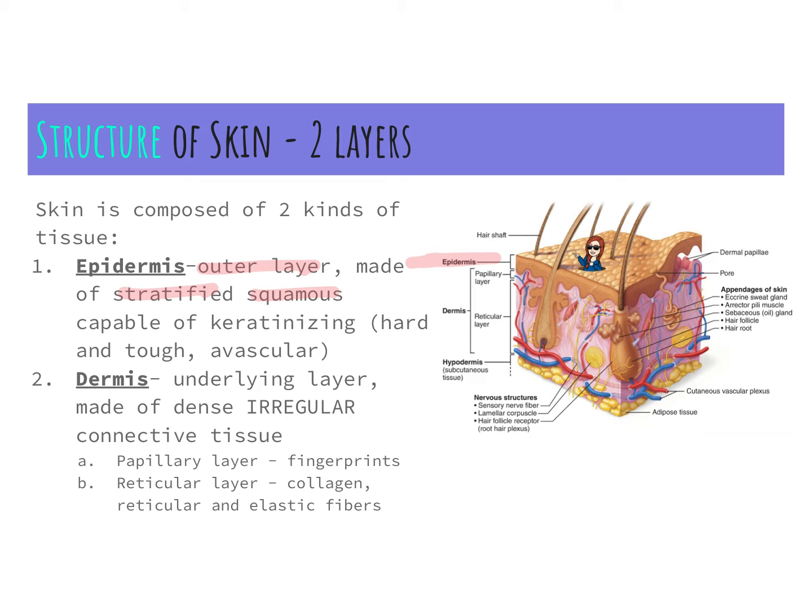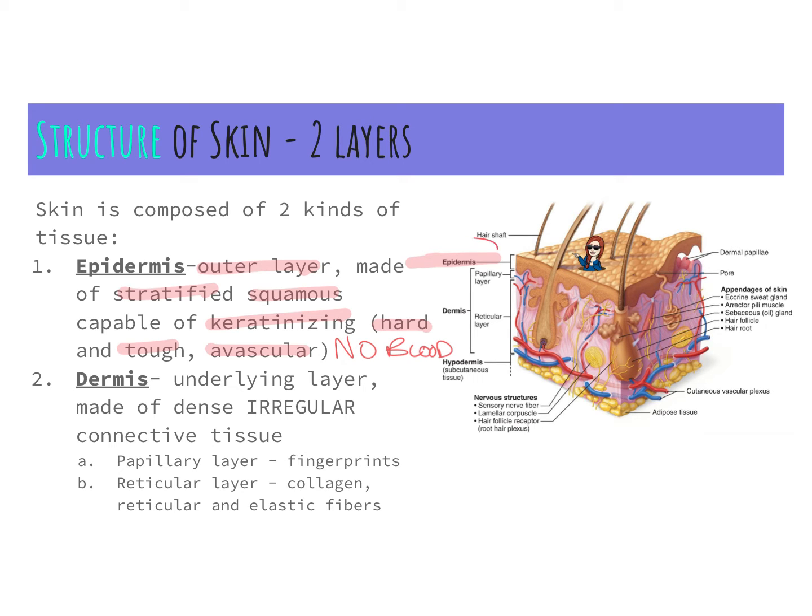It is capable of doing something called keratinizing, which means it produces a protein called keratin, which makes these stratified squamous cells especially hard, tough, and almost water repellent too. So if you think about the outside of your skin, that's why it's so tough, is because it is keratinized. And our epidermis is also avascular, which means that it has no blood vessels.